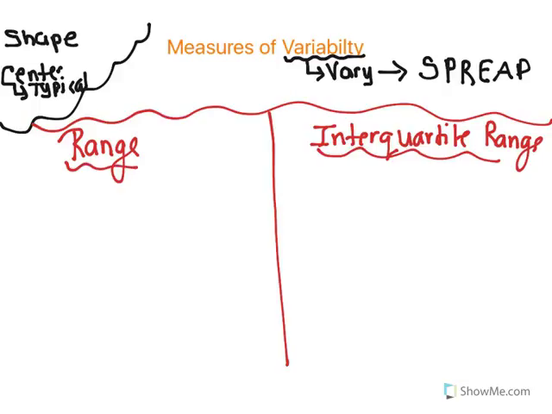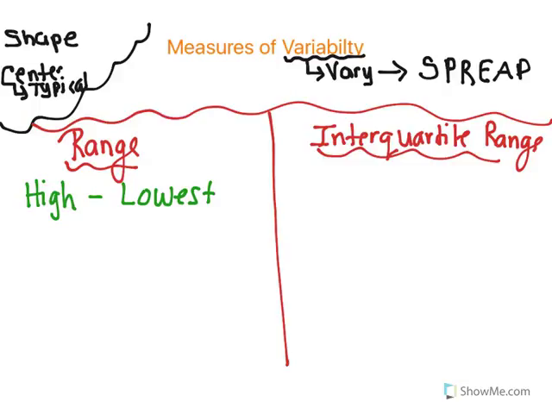Range is the idea of taking your highest value and subtracting your lowest value. And it will tell you how spread out your data is. And we'll talk about, well, how do you know if it's spread out or not spread out? Unfortunately, that has to do with the context of the situation, so we'll talk about that.